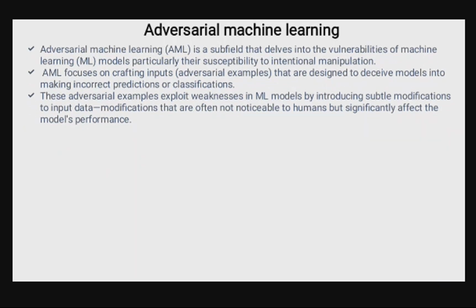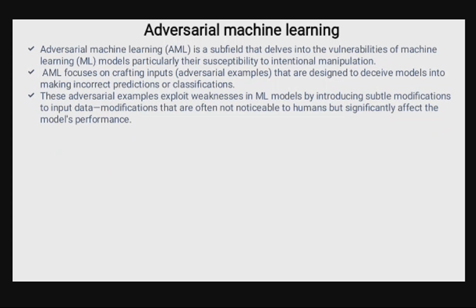Then we have adversarial machine learning. Adversarial machine learning is a subfield that delves into the vulnerabilities of machine learning models, particularly their susceptibility to intentional manipulation. Adversarial machine learning focuses on crafting inputs that are designed to deceive models into making incorrect predictions or classifications.